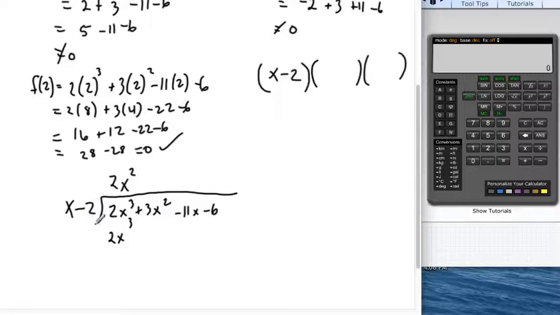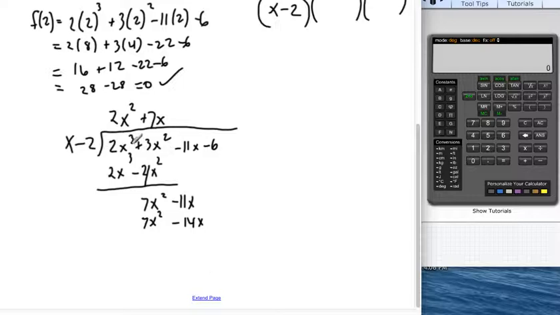Remember, don't forget to multiply through. So this is going to be minus 4x squared. Let's subtract. So I have 3 subtract negative 4. That's 7x squared. Bring down the minus 11. We should be getting good at this and quick at this. So this is a plus 7x. This gives me 7x squared minus 14x.